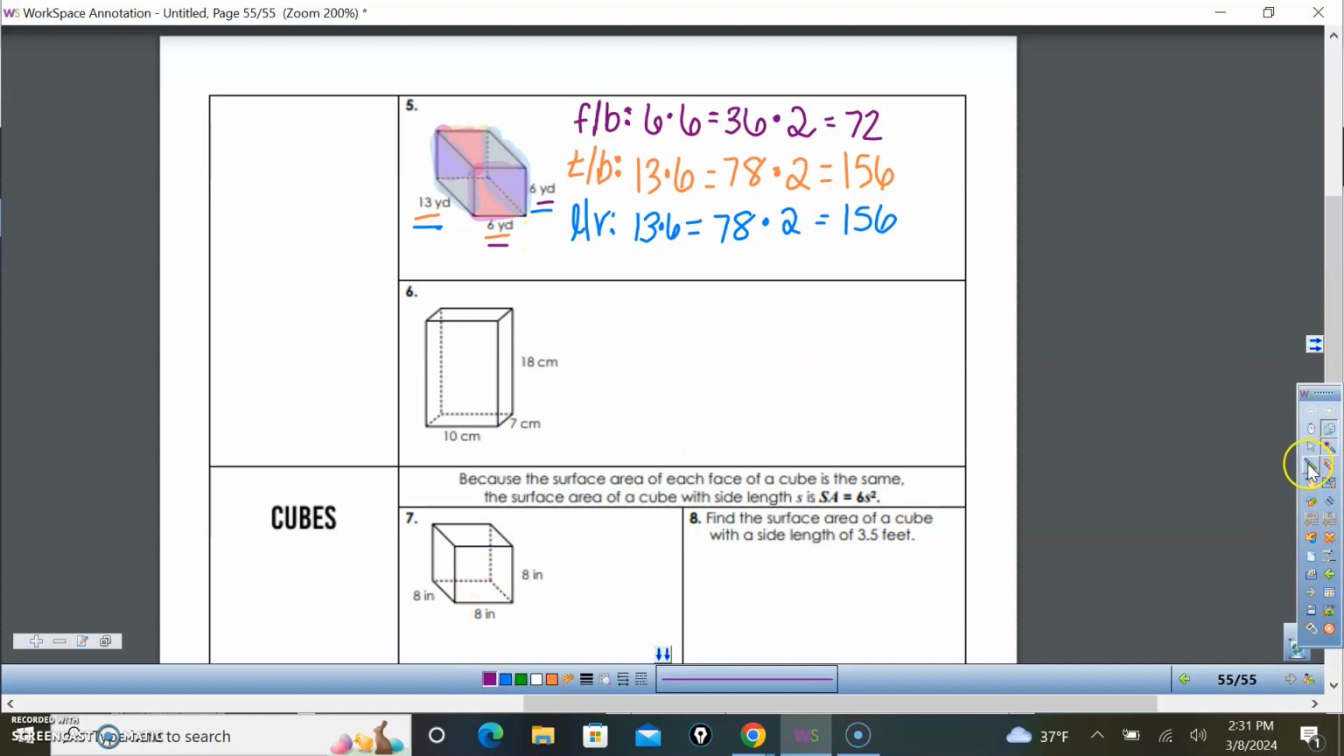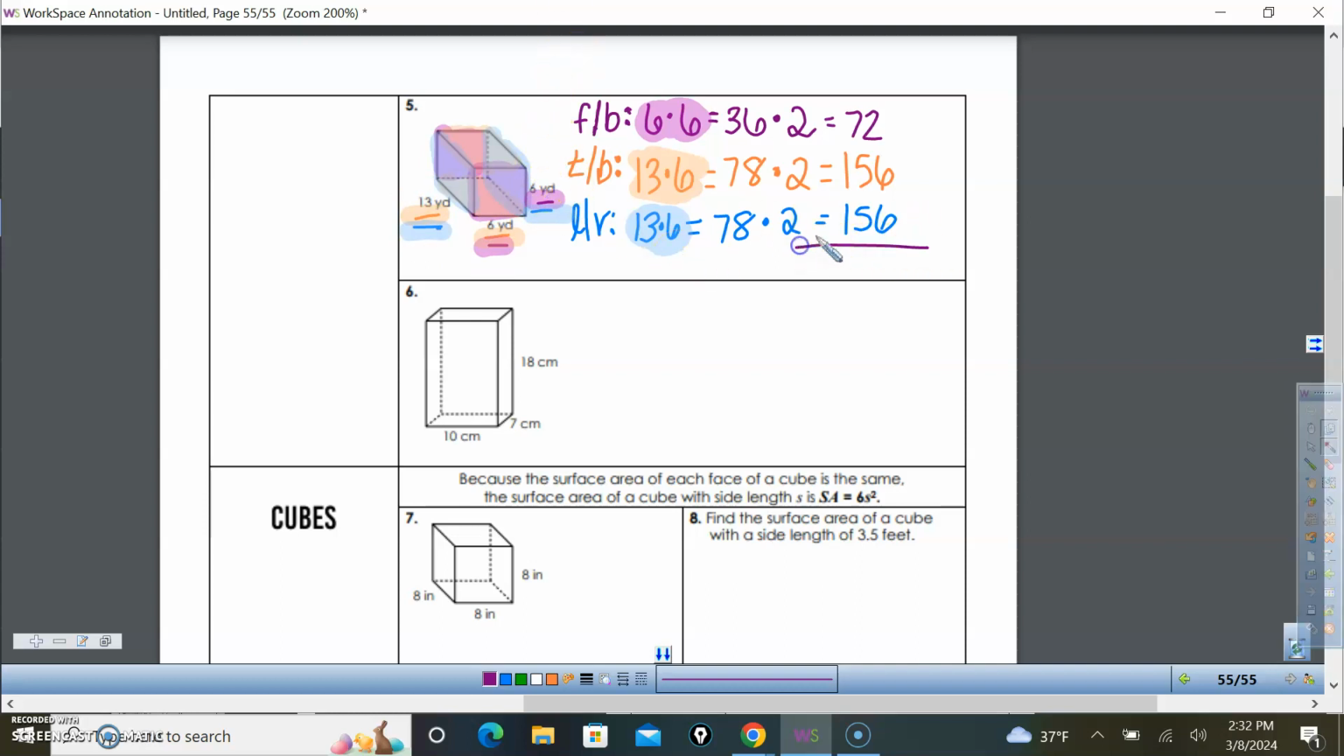And one thing that I do want you guys to notice is that as we multiplied 6 times 6 here, I underlined the 6 and the 6. As we multiplied 13 times 6 here, I underlined the 13 and the 6. And then as we multiplied 13 and 6 again, I underlined the 13 and the 6 again. So as I used each of those numbers, I underlined them. And you'll see that now each of those have been underlined twice, which means that I did the problem correctly. I used each of those dimensions twice.